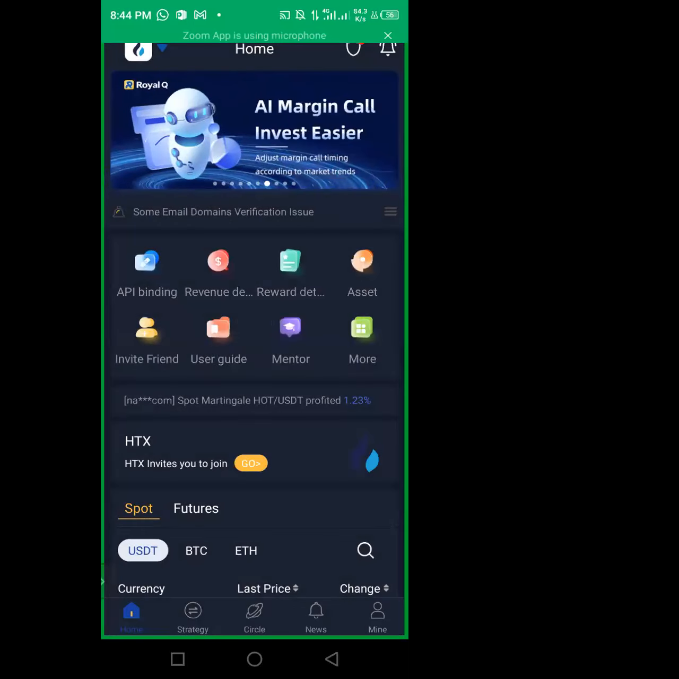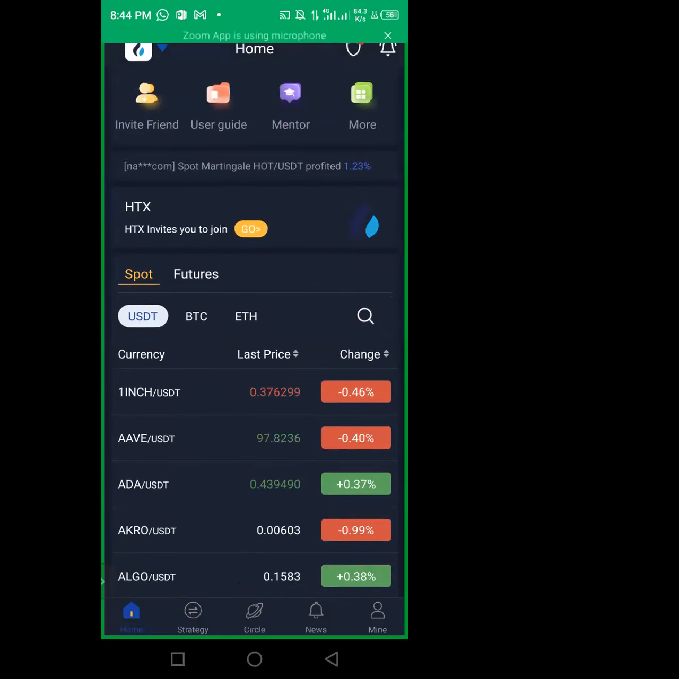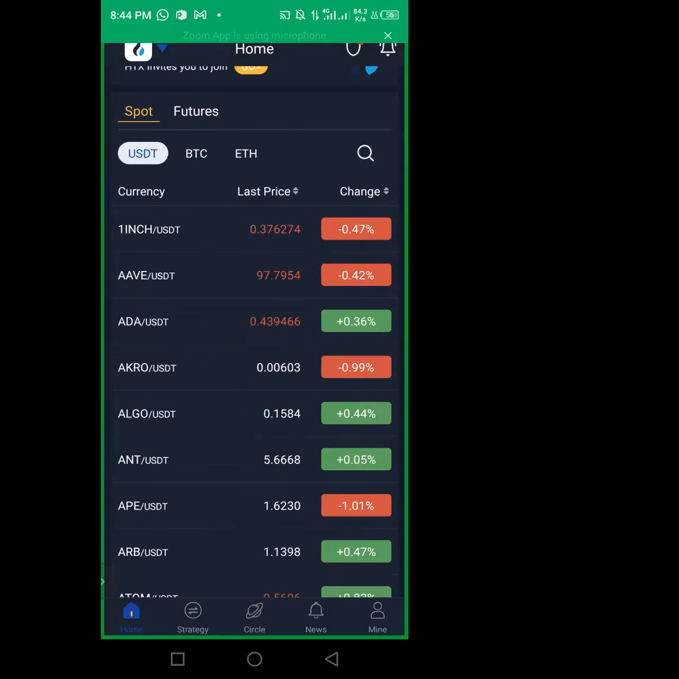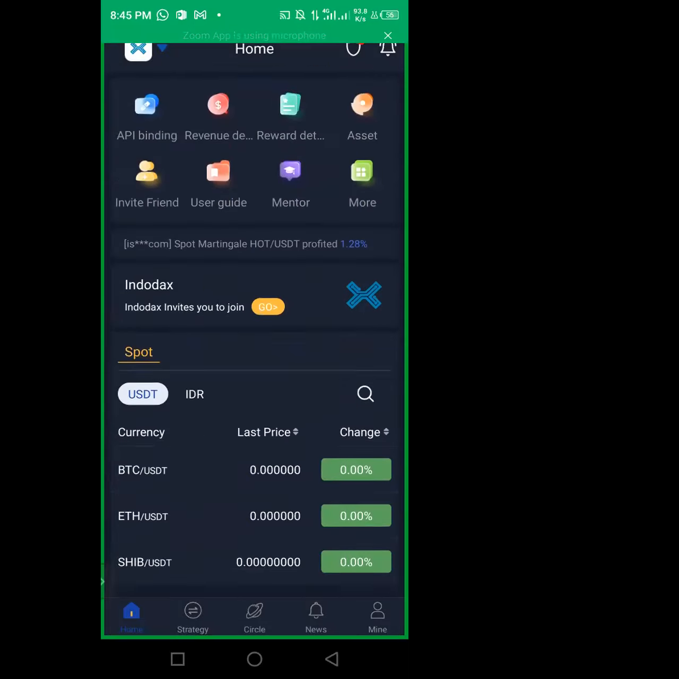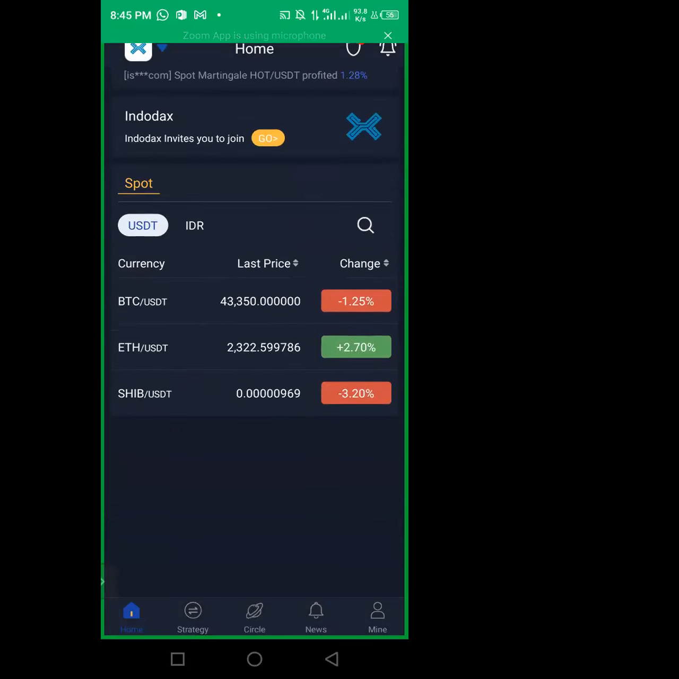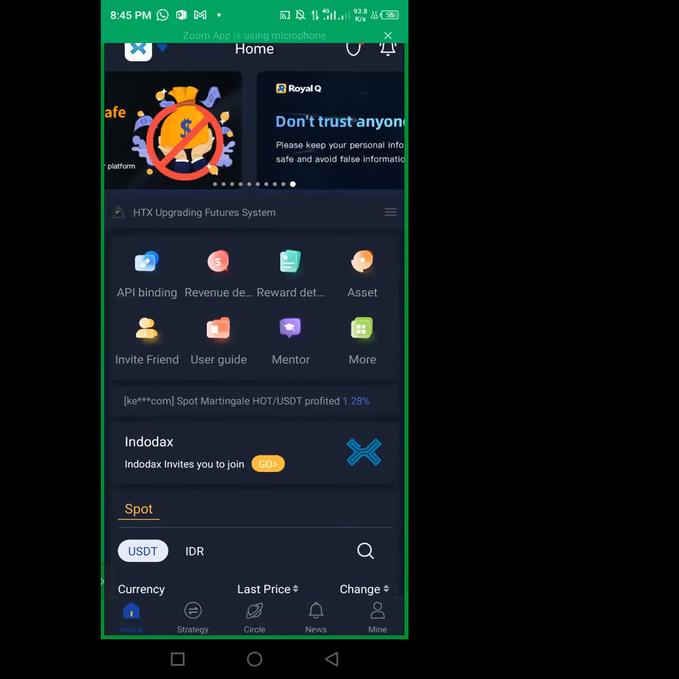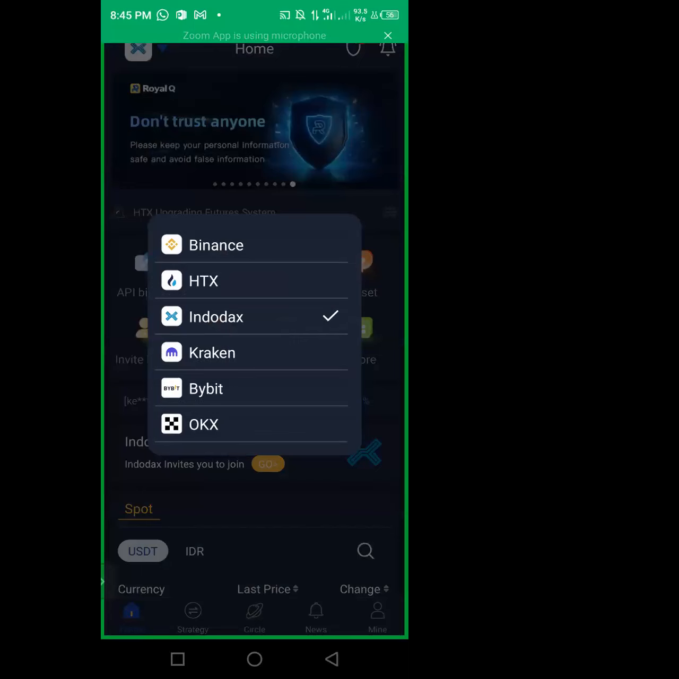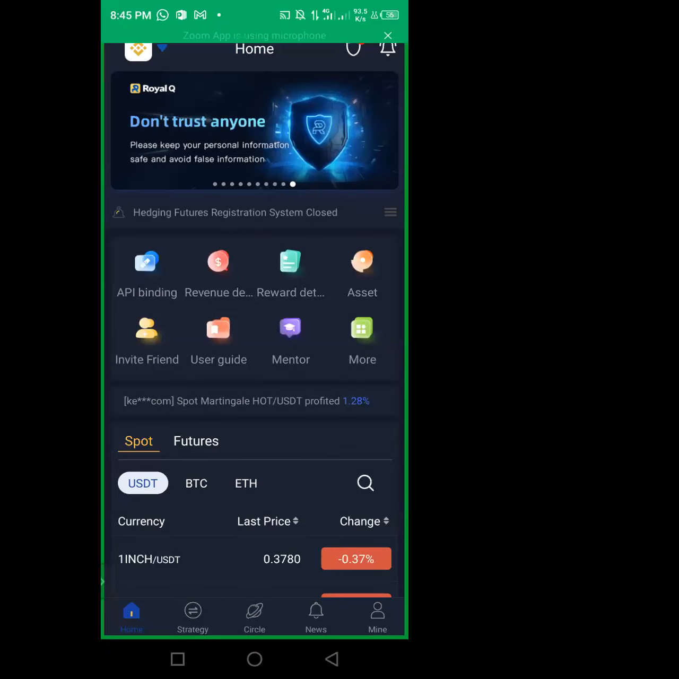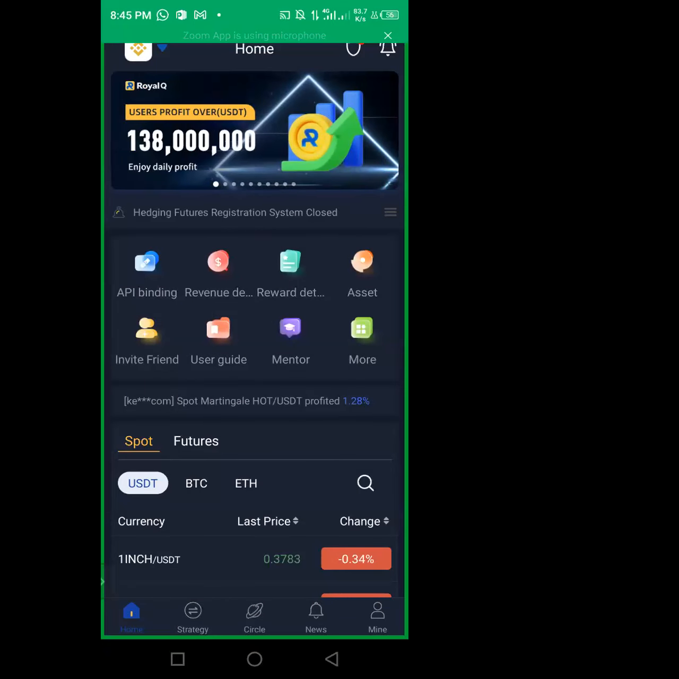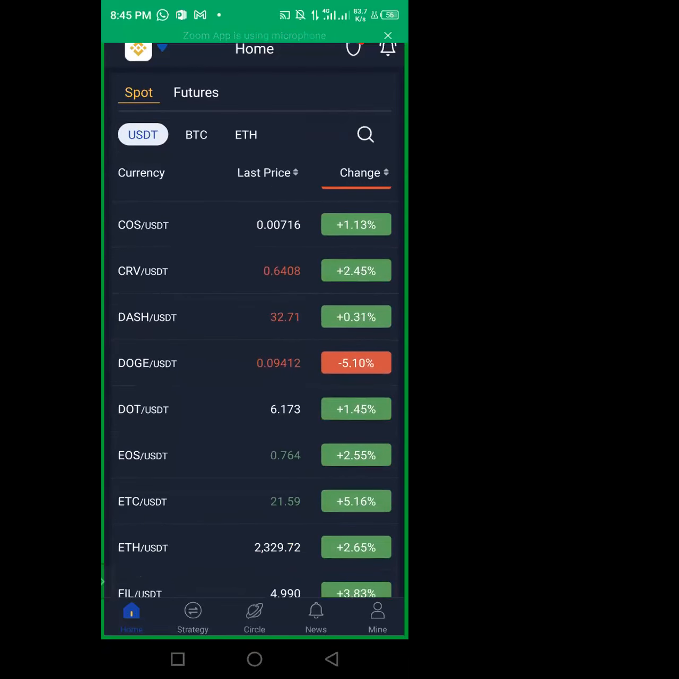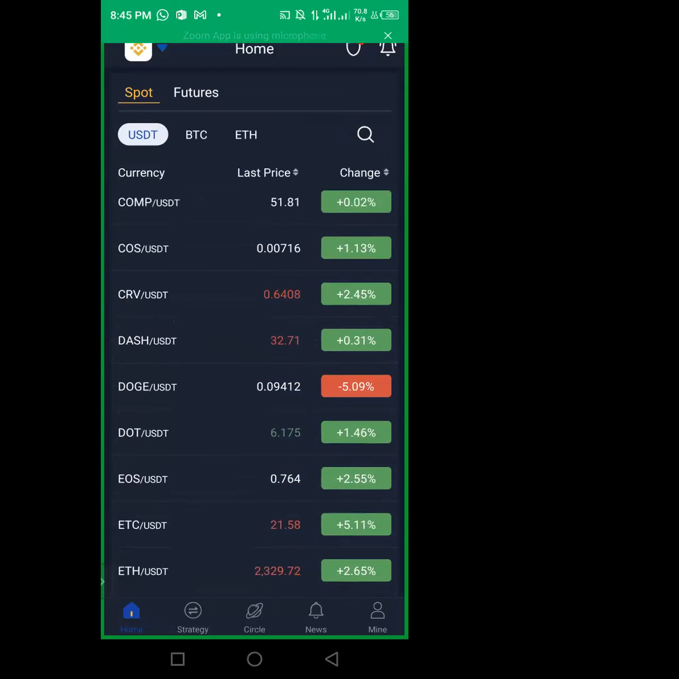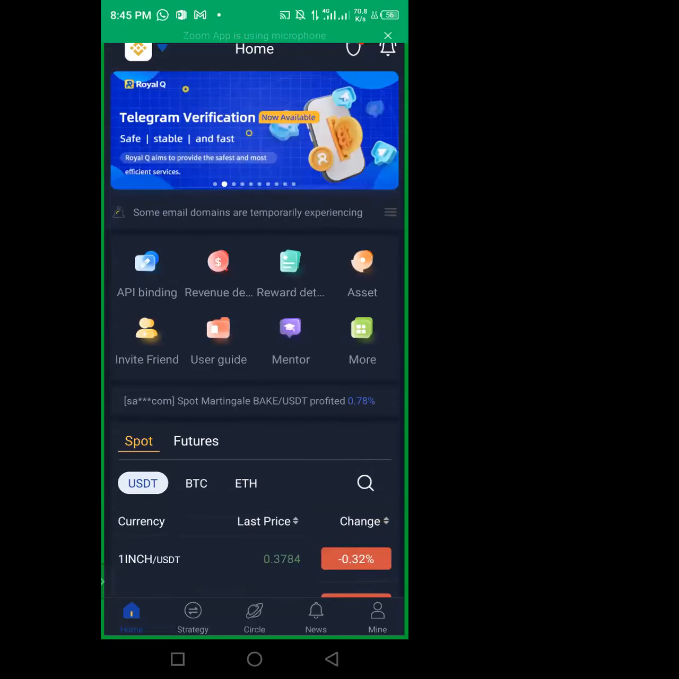Everything here now will be displaying Huobi. You can see all these coins now will be on Huobi. If you click on it and change to Indodax, everything here now will be Indodax. But you see, Binance is the general exchange that has so many coins, almost 78 or 79 coins on Royalq.